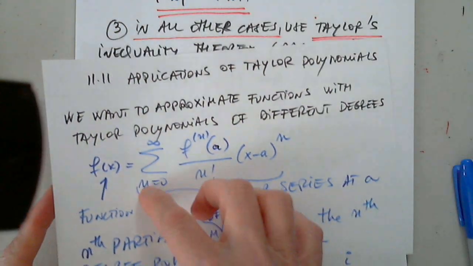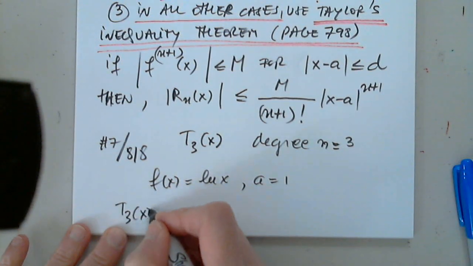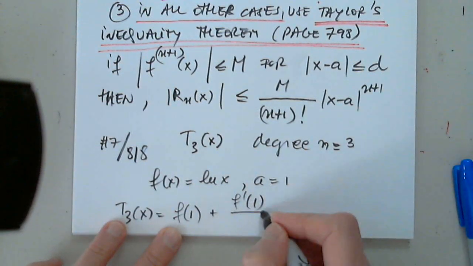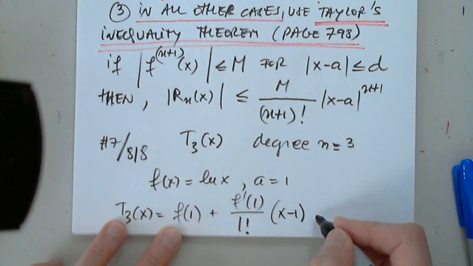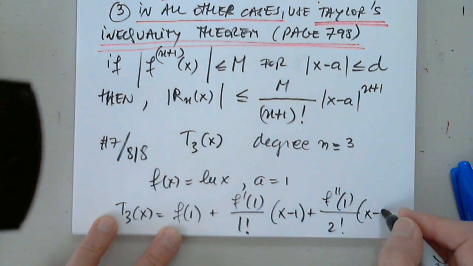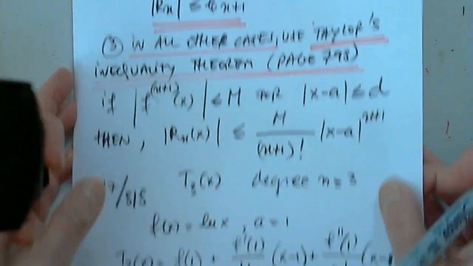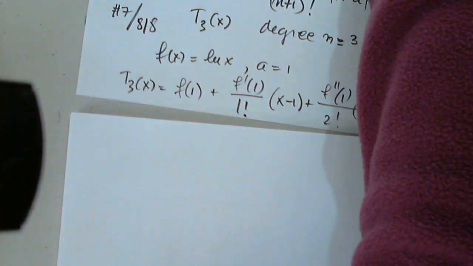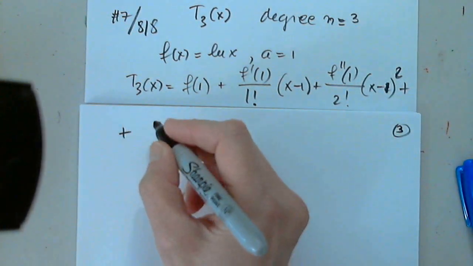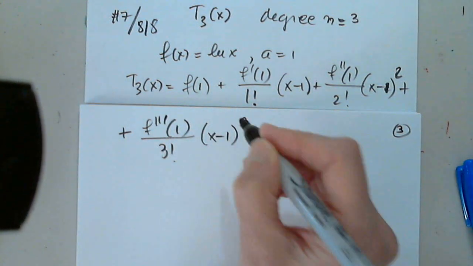So remember, we have first to go back to the Taylor series. So for natural log, T3 of x will be f of 1 plus f prime of 1 divided by 1 factorial times x minus 1, plus the second derivative of f at 1 over 2 factorial times x minus 1 squared, plus one more, plus the third derivative at 1 divided by 3 factorial, and of course x minus 1 to the third power.